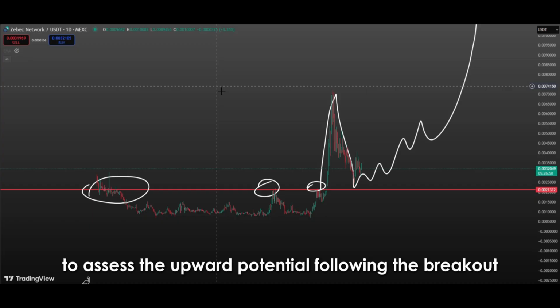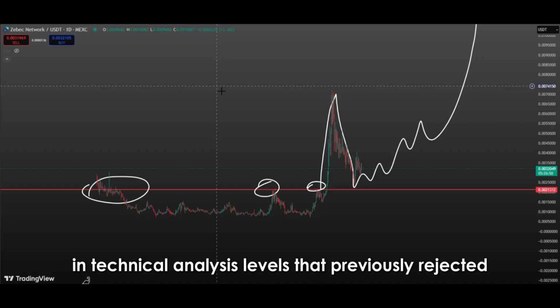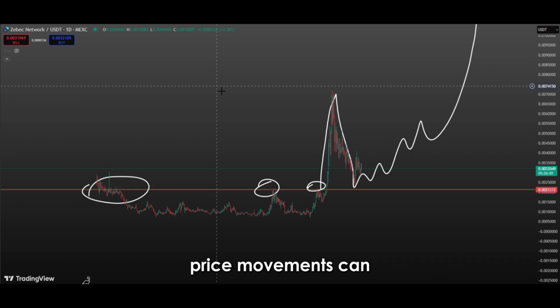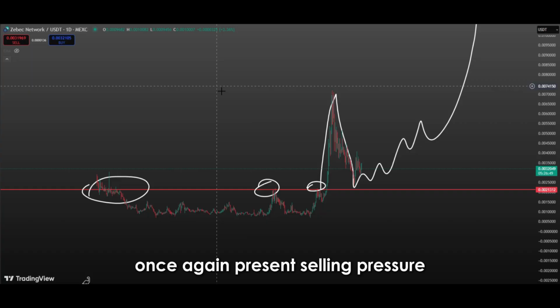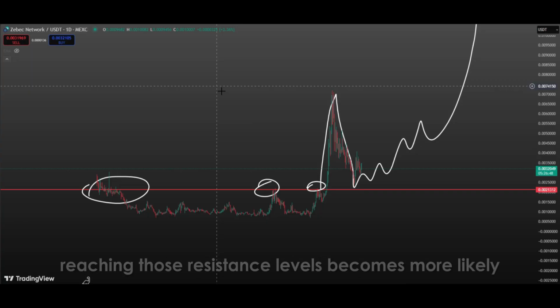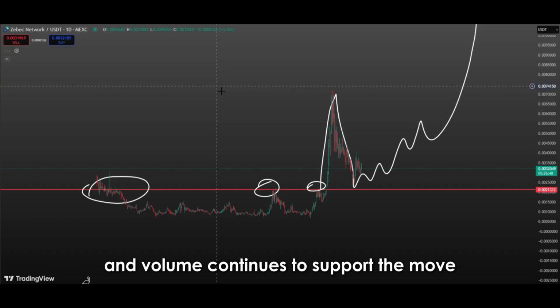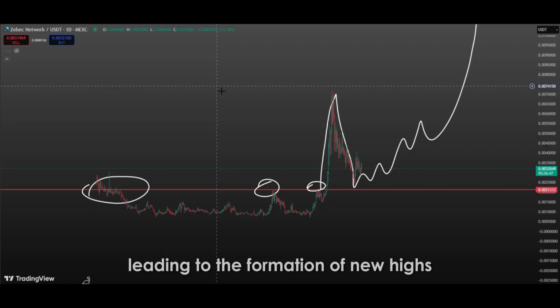To assess the upward potential following the breakout, it's also essential to consider the next resistance levels. In technical analysis, levels that previously rejected price movements can once again present selling pressure. However, if the price rises from this new support level, reaching those resistance levels becomes more likely. If buyers remain strong and volume continues to support the move, those resistance levels may also be broken, leading to the formation of new highs.